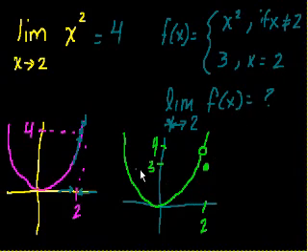Well, let's think about the same thing. This is how I visualize it. I go along the curve. So let me pick a different color. As x approaches 2 from this side, from the left-hand side, or from numbers less than 2, f of x is approaching 4, right? f of x is approaching 4 as x approaches 2.